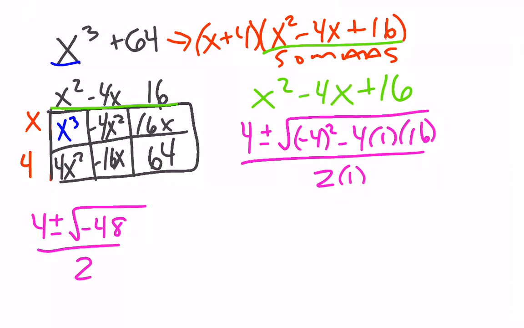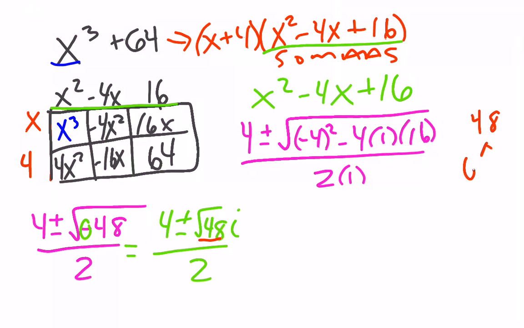Now, some of you just decided, hey, I don't like that negative, so I'm just going to ignore it. That means I'm going to have an i. So 4 plus or minus the square root of 48 i over 2. Now I have to simplify the square root of 48. So I go over here on my scratch paper and I think to myself, 48 is 6 times 8. If you started with 2 and 24, you'll get to the same answer. It's okay. This is 4 and 2, yada, yada, yada.